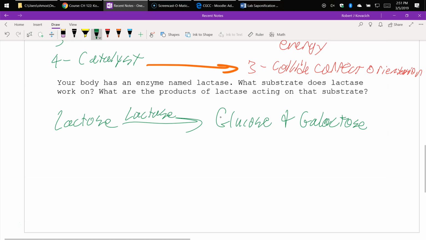It's not a very famous sugar, but it is a sugar, galactose. It's the reason that milk sugar isn't quite as sweet as fruit sugar or table sugar, the galactose part.